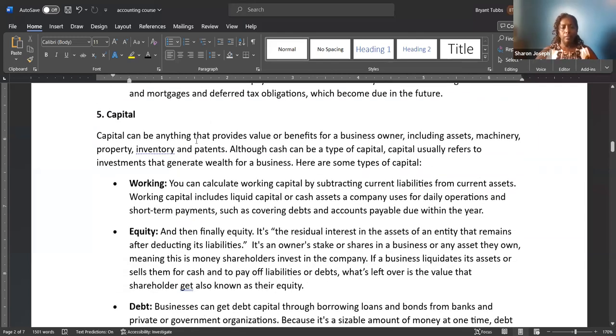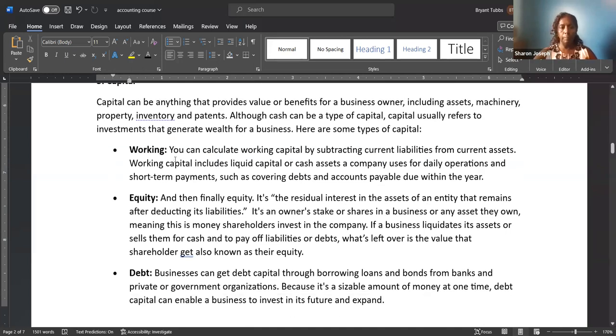Moving on, the next concept is capital. Capital can be anything that provides value or benefits for a business owner. It could be your assets, your machinery, your inventory, your patents. Although cash is a type of capital, capital usually refers to investments that generate wealth in the business.